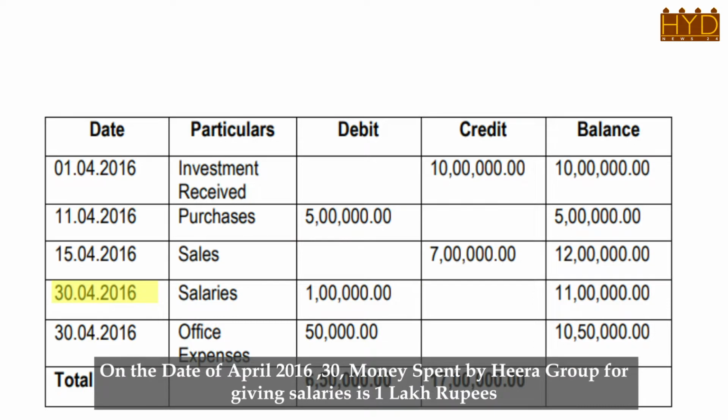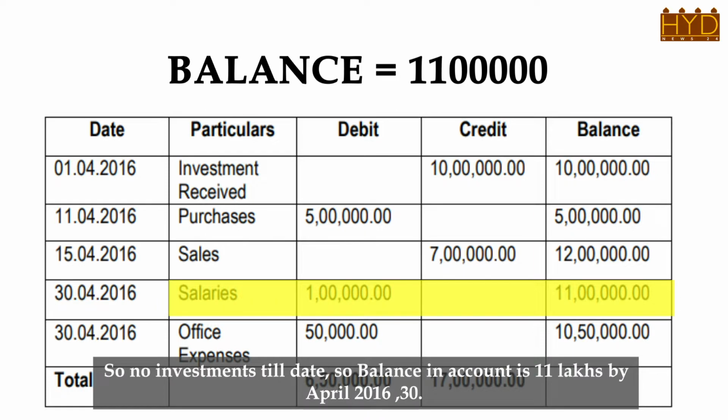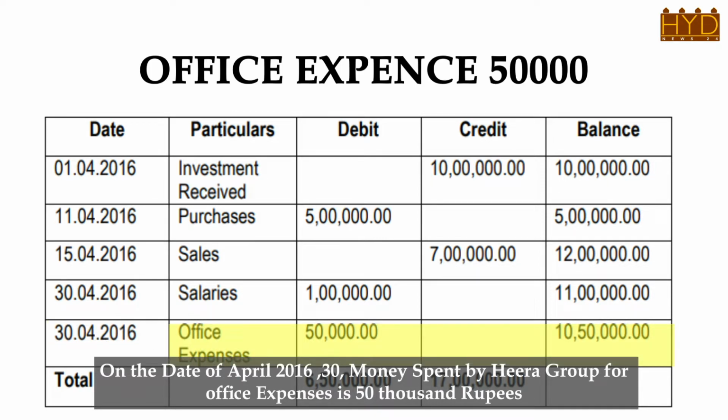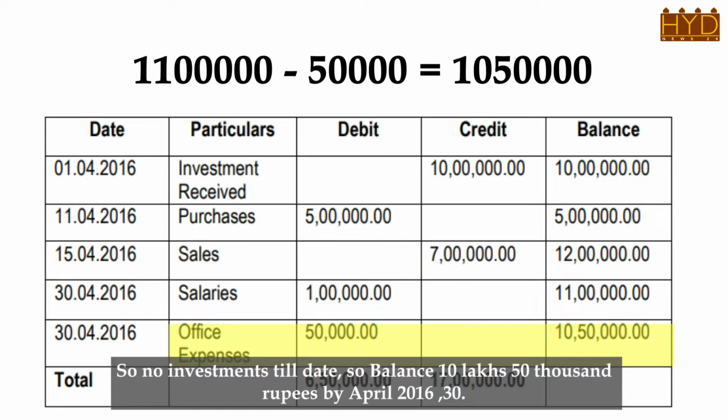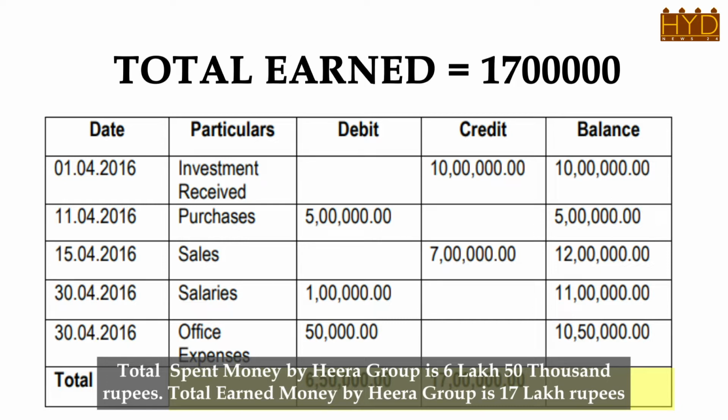On the date of 30th April 2016, money spent by Heera Group for giving salaries is 1 lakh rupees, so no investments till date, so balance in account is 11 lakhs by 30th April 2016. On the date of 30th April 2016, money spent by Heera Group for office expenses is 50,000 rupees, so no investments till date, so balance 10 lakhs 50,000 rupees by 30th April 2016. Total spent money by Heera Group is 6 lakh 50,000 rupees. Total earned money by Heera Group is 17 lakh rupees.